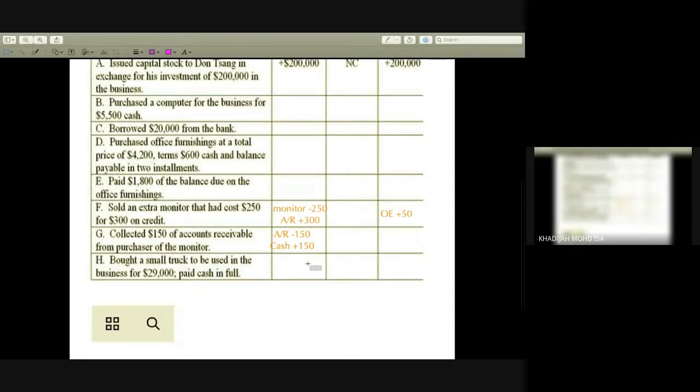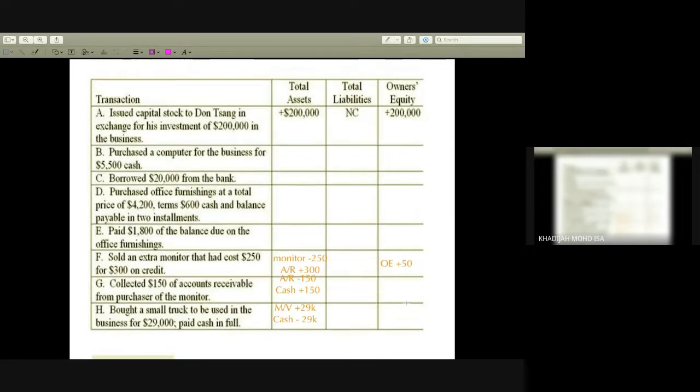And then you bought a small truck. Business paid in full. So when you have this, what do you call that? Truck or motor vehicle, right? Motor vehicle plus 29K, and then you paid in cash, so cash minus by 29K. So that's how you record that in this table, right? So you just want to see the plus minus of the account.